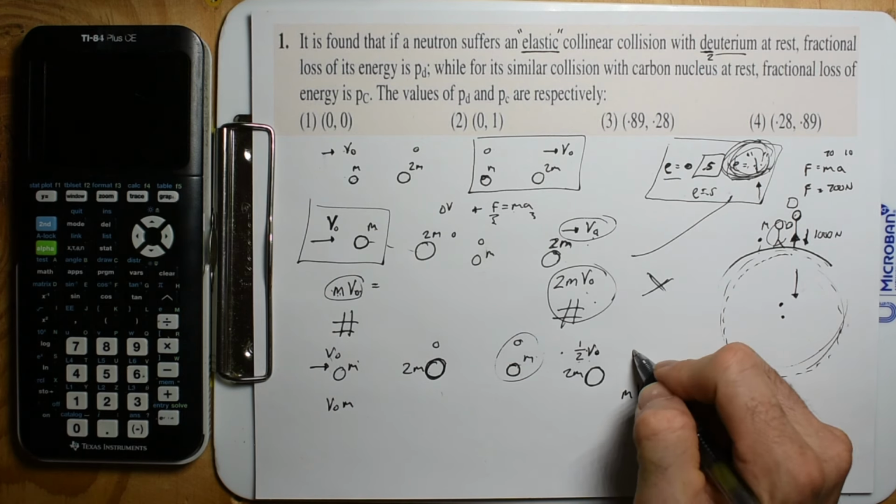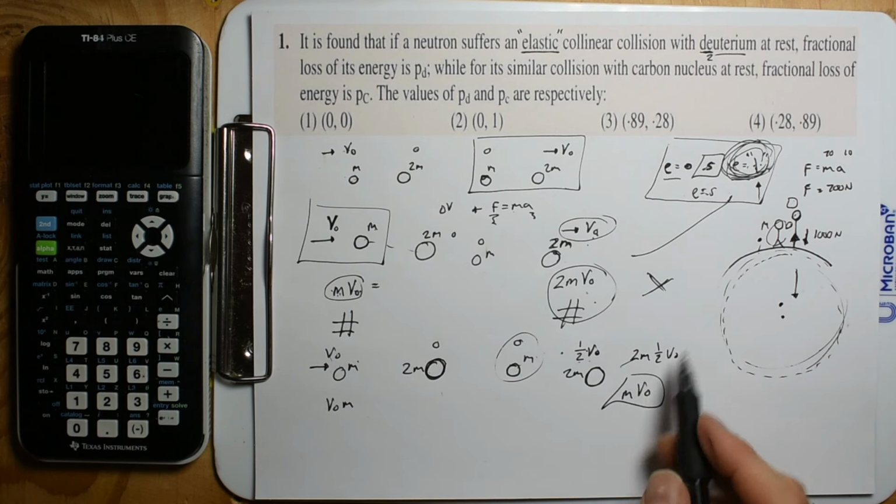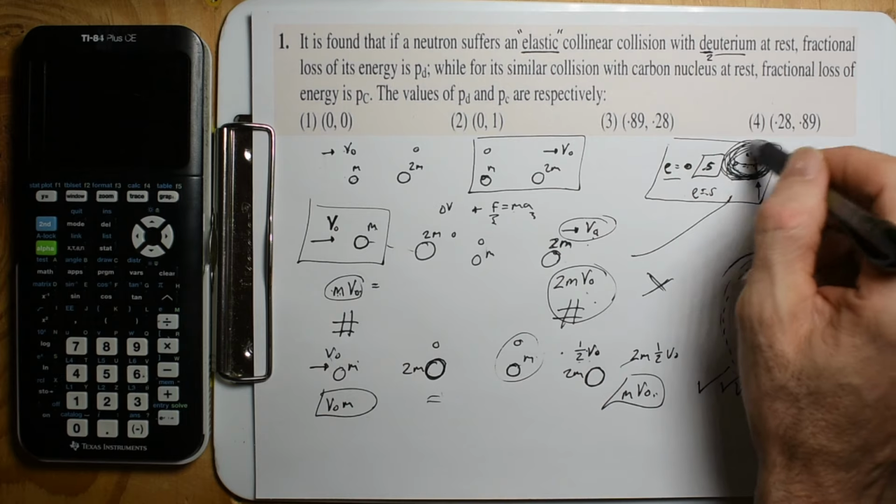That's going to be 2m times 1/2 v naught. So the momentum coming in is going to equal the momentum going out. So we do have a check on reality there, but it just doesn't satisfy the elasticity of our problem.